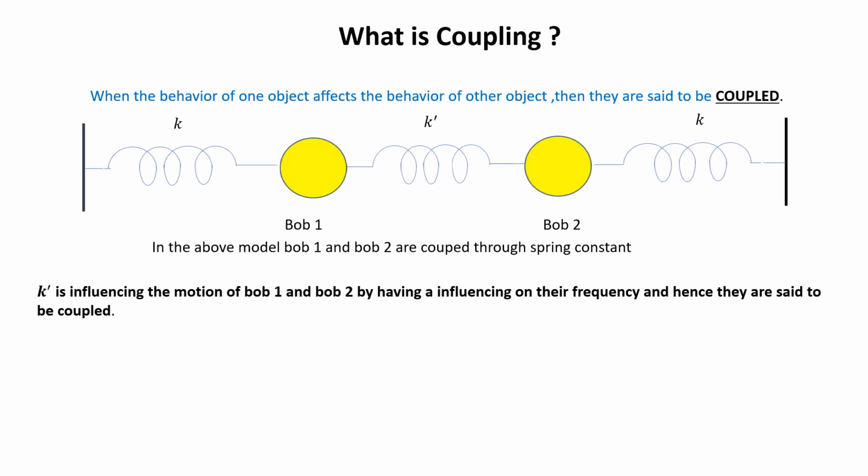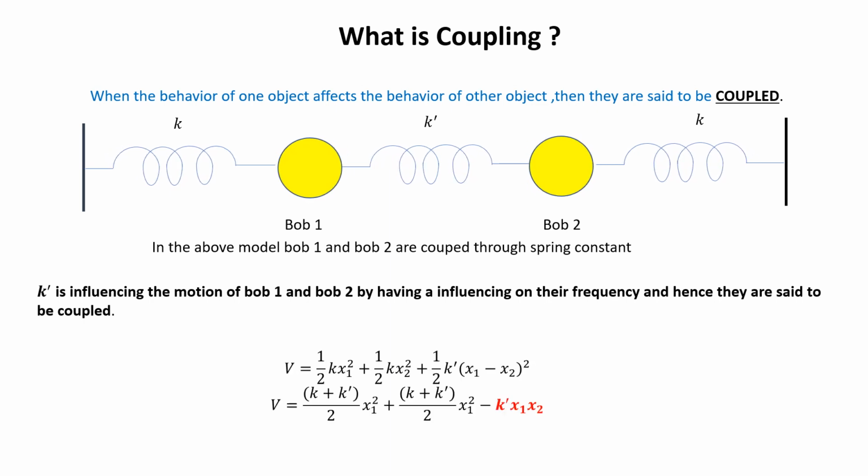When the behavior of one object affects the behavior of the other, then they are said to be coupled. In the illustrated example, Bob 1 and Bob 2 are coupled through the spring constant K dash. It is also illustrated in their interacting potential by the term K dash x1 x2.